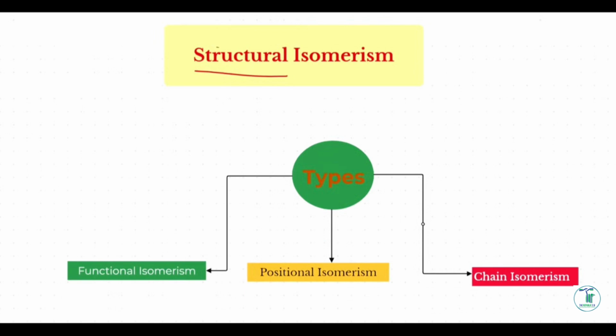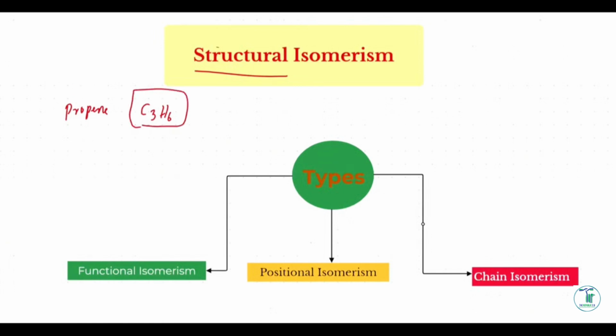But what is the difference? The difference is in the arrangement of atoms. For example, we'll see a particular example here, that is propene. Propene has the molecular formula C3H6. So this molecular formula can be written in two different structures.